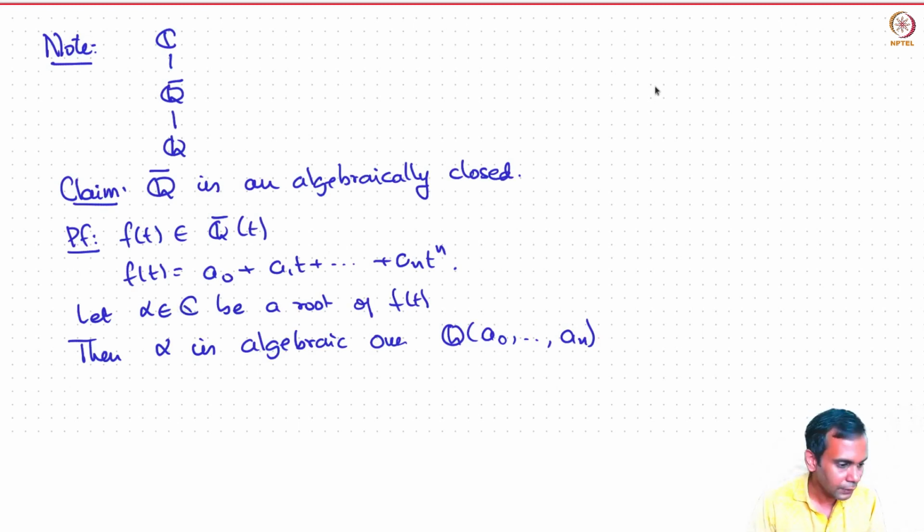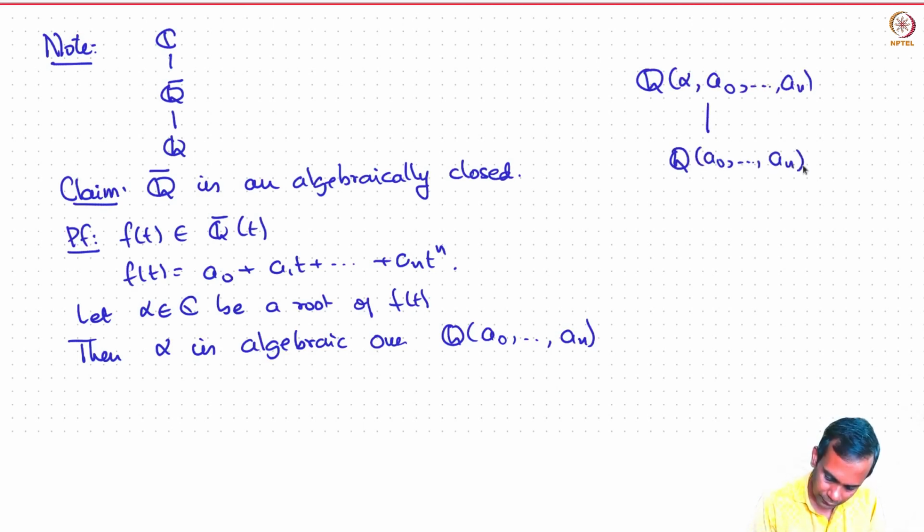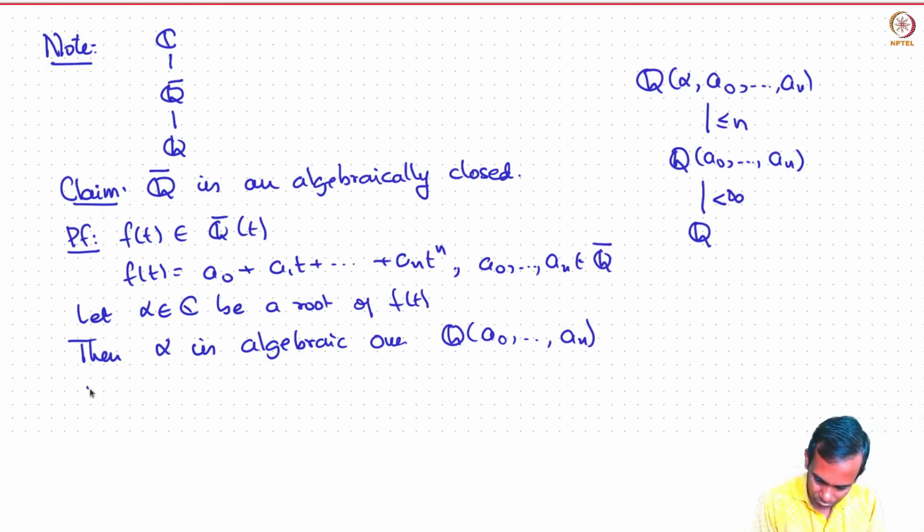And so we have this situation. We have Q(alpha, a0, ..., an). This sits over Q(a0, ..., an), and this is of degree less than or equal to n, because alpha satisfies a polynomial of degree n in this field, and this sits over Q, and this is of course finite by the fact that a0, a1, ..., an belong to Q bar, so they are algebraic. And so this whole extension is finite.